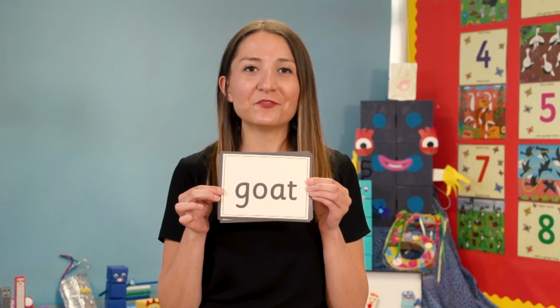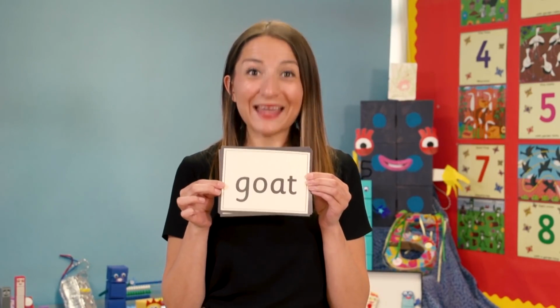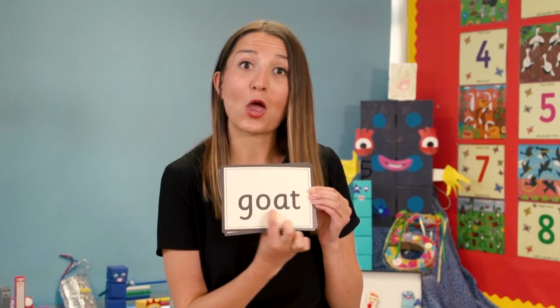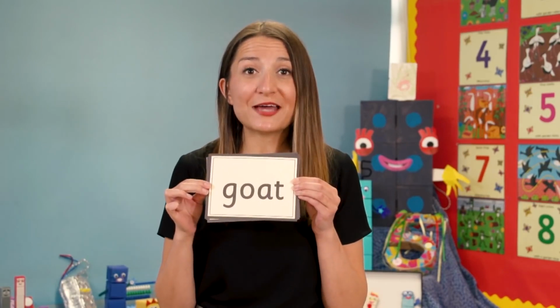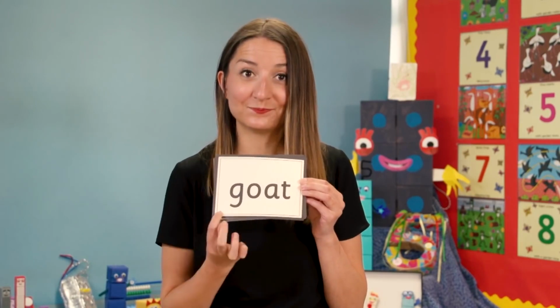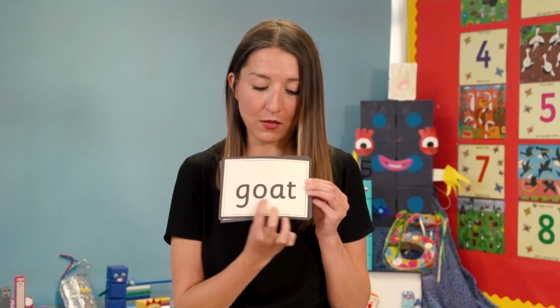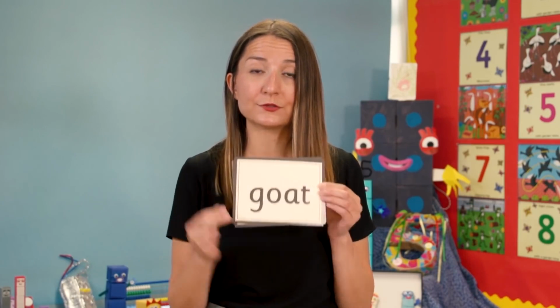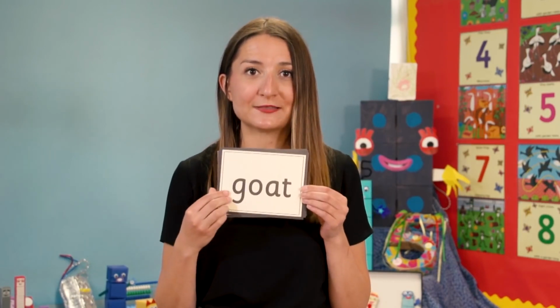Can you spot the digraph? Yes, the digraph is oa. Read each sound as I point and then blend it. G, oa, t, goat. The goat nibbled the grass.